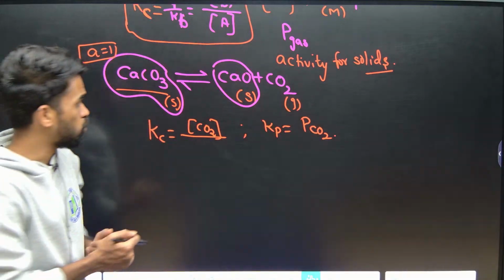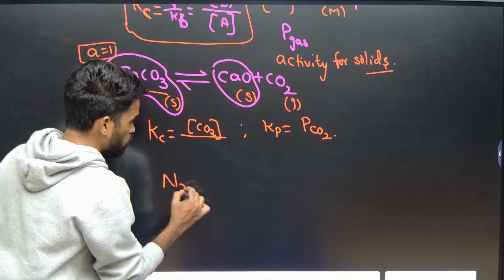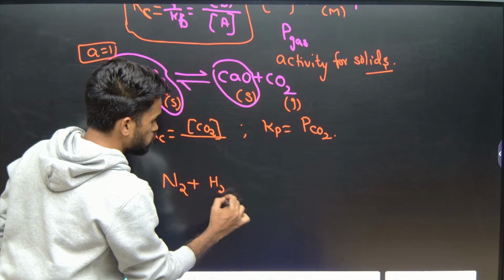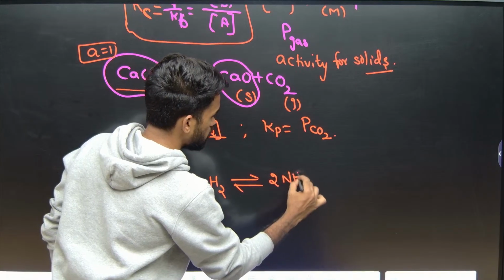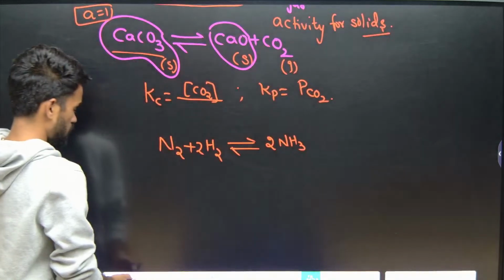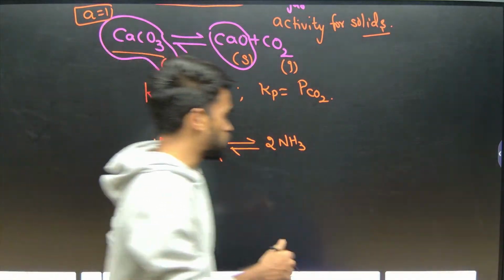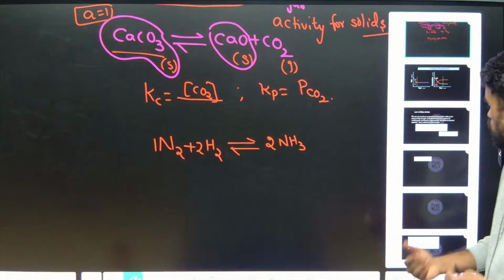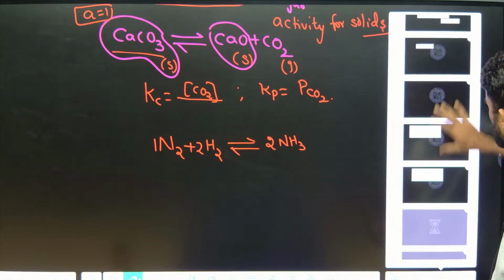Let me give you a few more examples. I wanted to write it for N2 plus H2 gives rise to 2NH3 here. That's it. First balance the equation. Now in the exam they will ask one simple question. I will show you the PYQ so that you will get what we are going to discuss and what type of PYQs you are going to solve in the next few minutes.